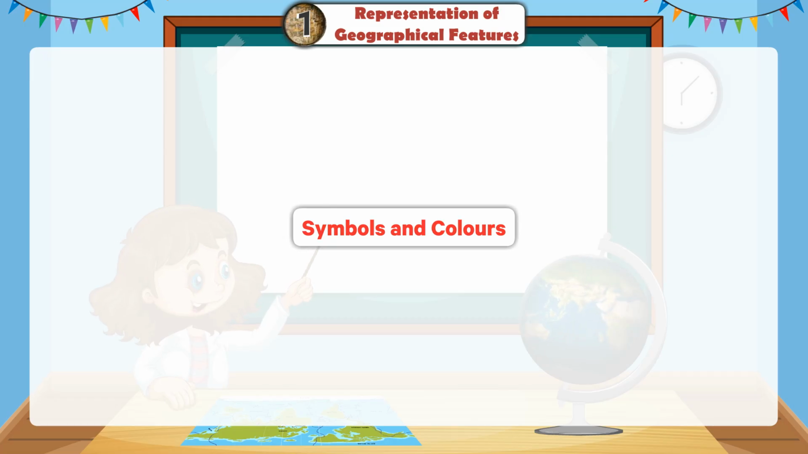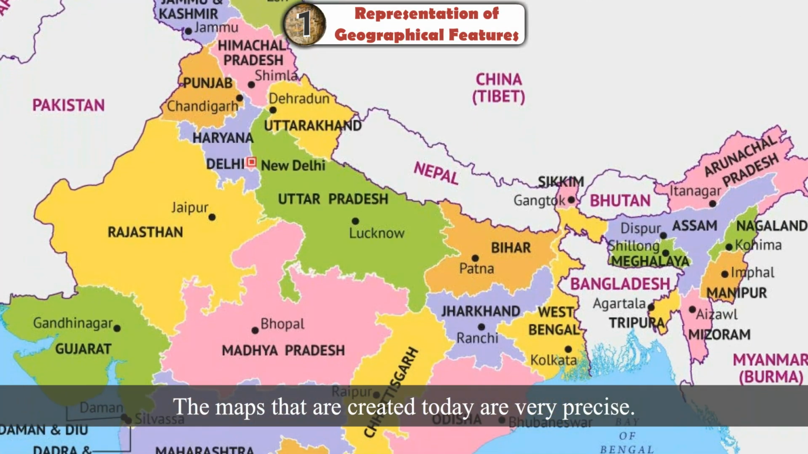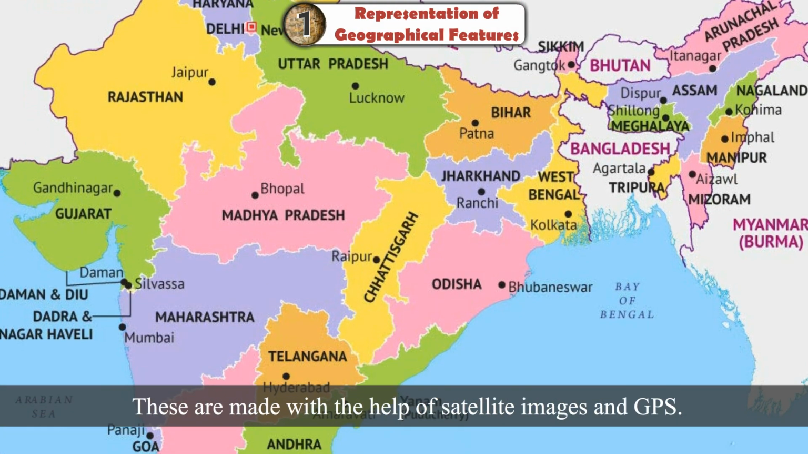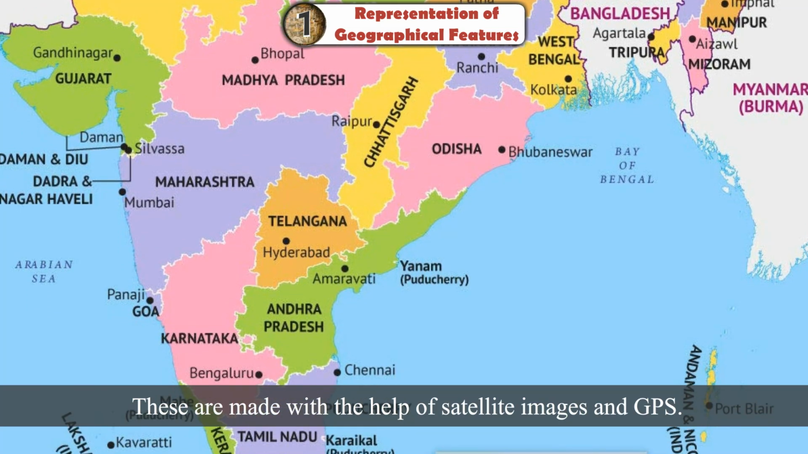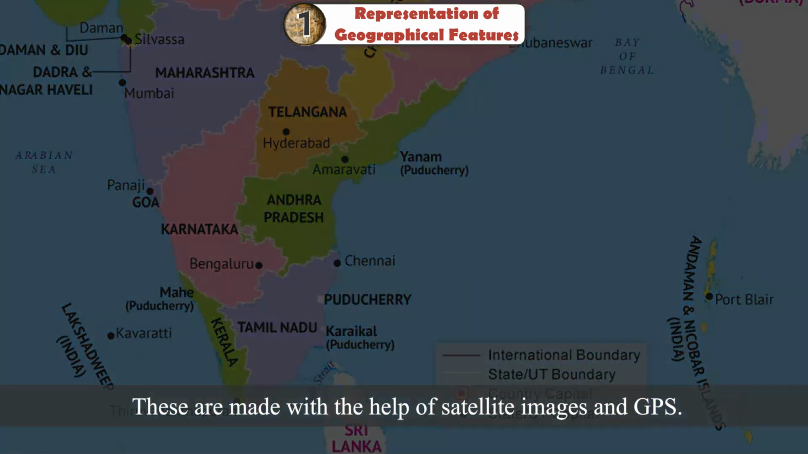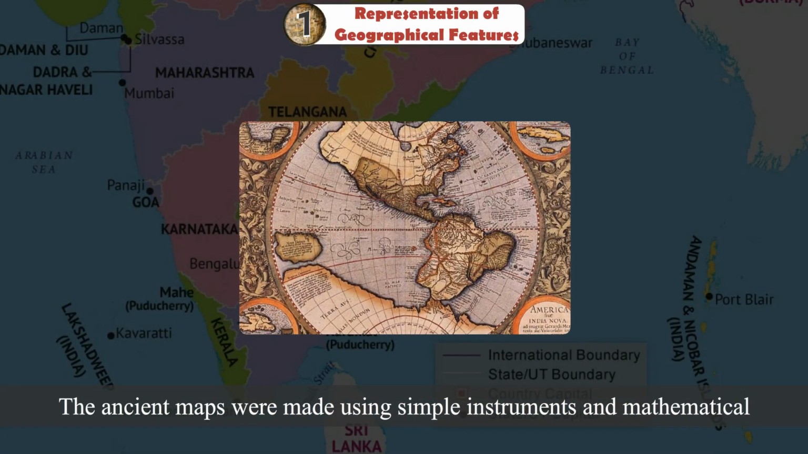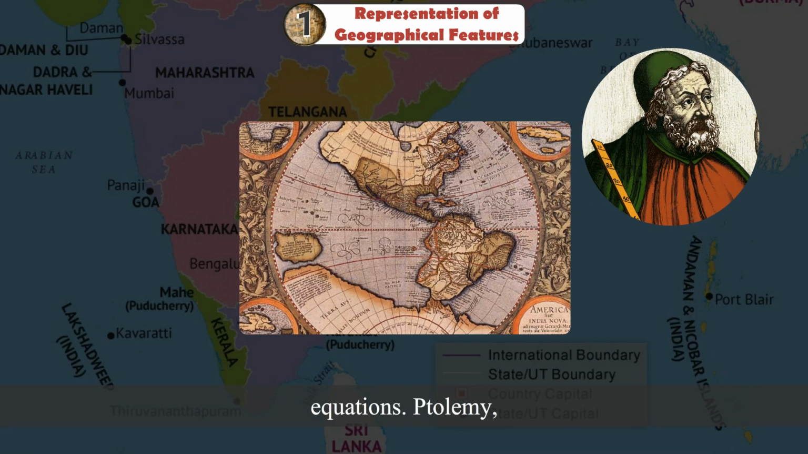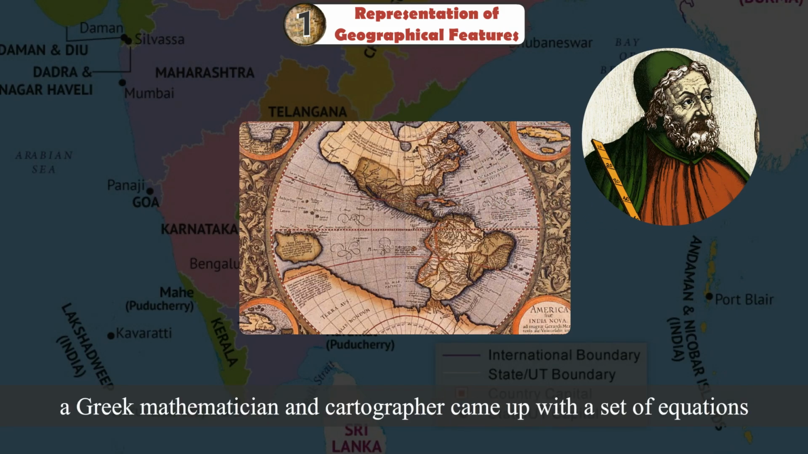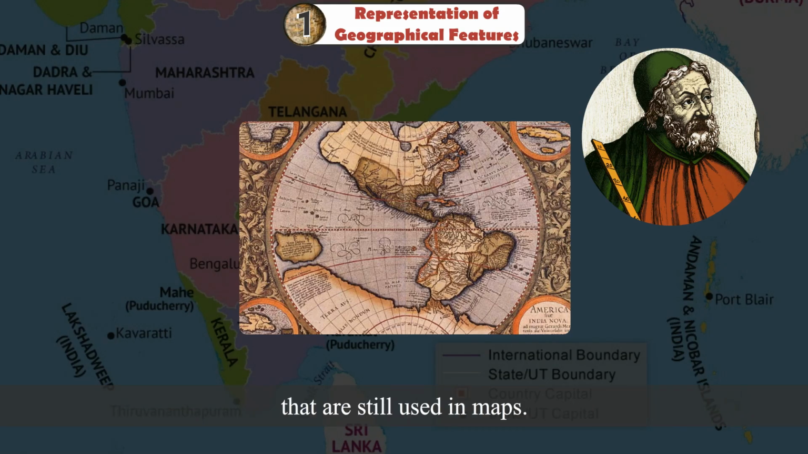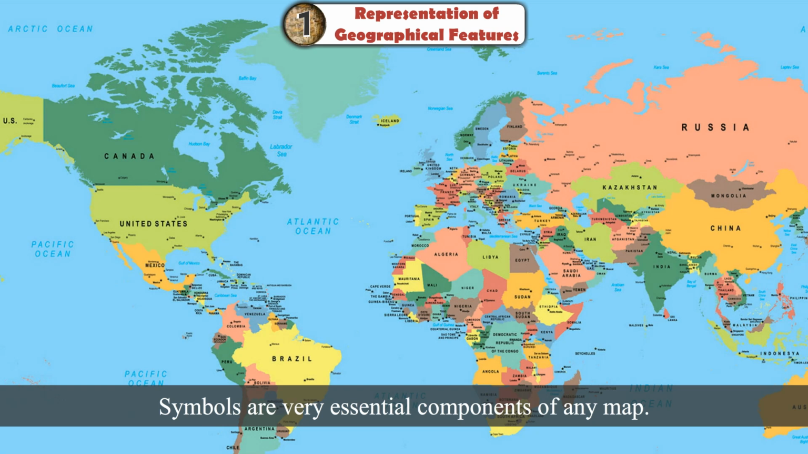Symbols and colors. The maps that are created today are very precise. These are made with the help of satellite images and GPS. The ancient maps were made using simple instruments and mathematical equations. Ptolemy, a Greek mathematician and cartographer, came up with a set of equations that are still used in maps. Symbols are very essential components of any map.